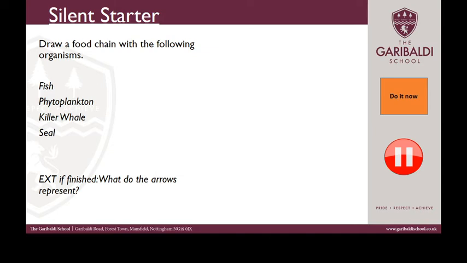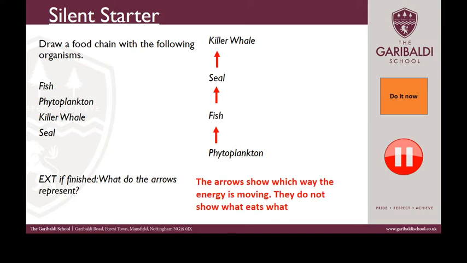Okay. Let's see what you got. So, phytoplankton, fish, seal, killer whale. The arrows, what do they represent? They show which way the energy is moving in a food chain. They do not show what eats what. They show which way the energy is moving in a food chain.